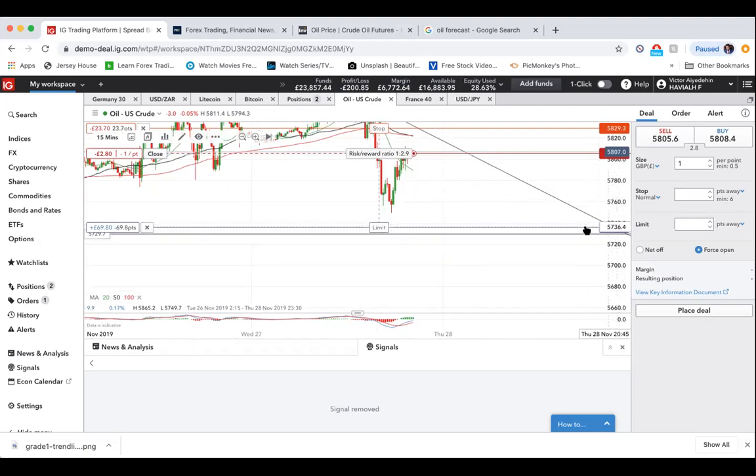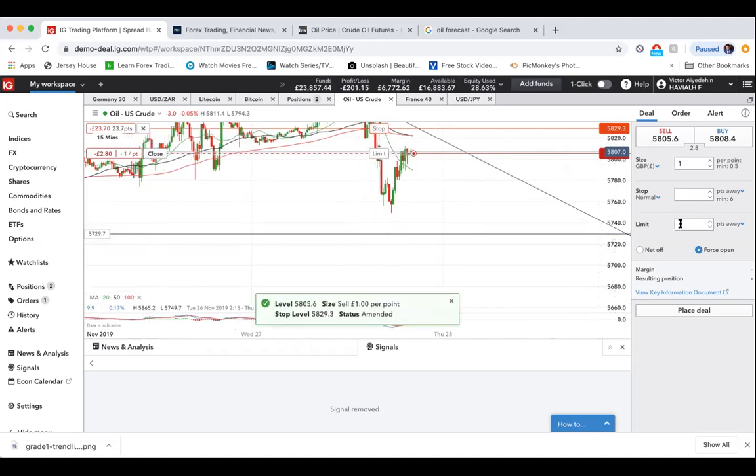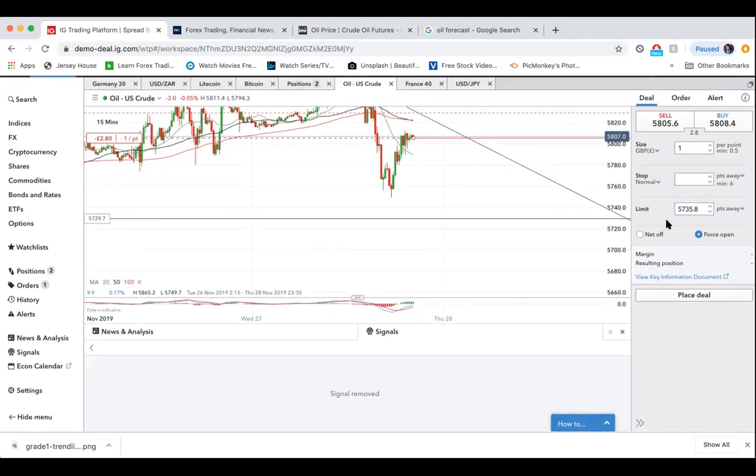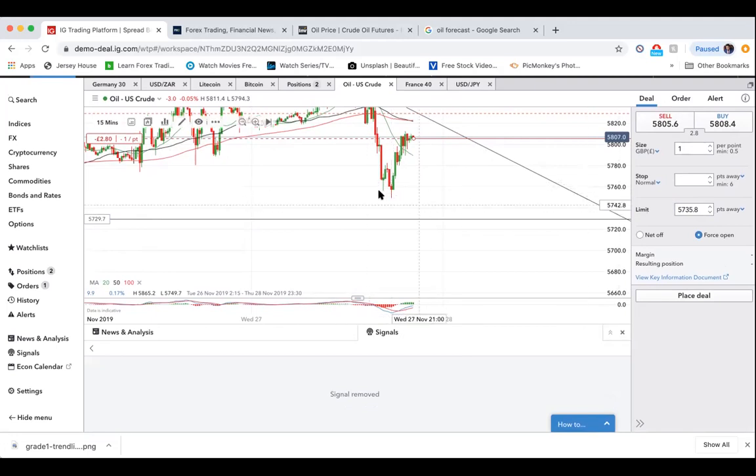So if I was to do it manually, if I don't want to put this line, say I close this now, I can put here 5735.8. If I set this when I was taking my trade, automatically my limit line will appear here. So that is that for tonight.